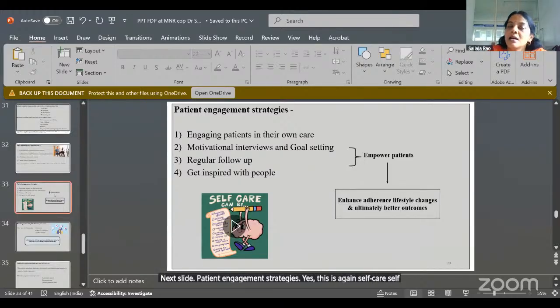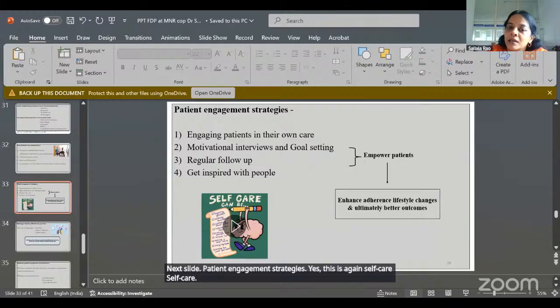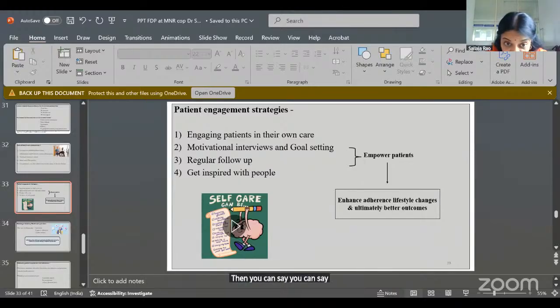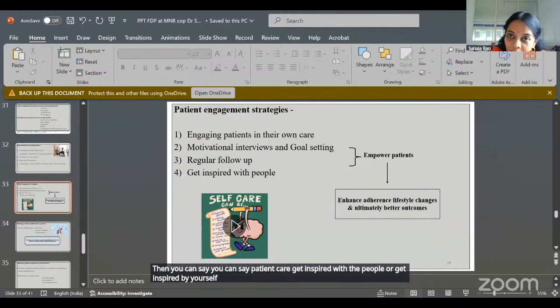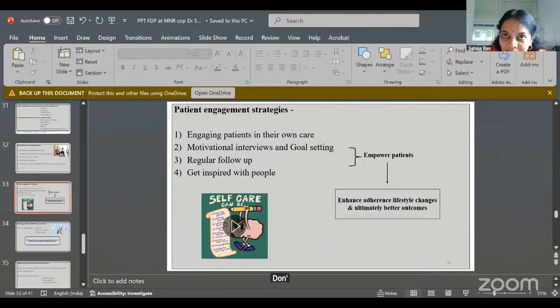Self-care, then you can say patient care, get inspired by the people or get inspired by yourself. Follow up, don't leave it in between, don't give a pause. A pause means a stop. So don't give that. Just remove all that from your mind and we can be successful in reversing a disease.